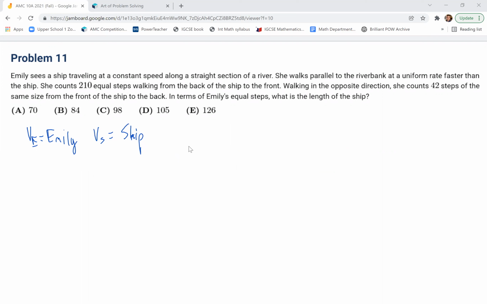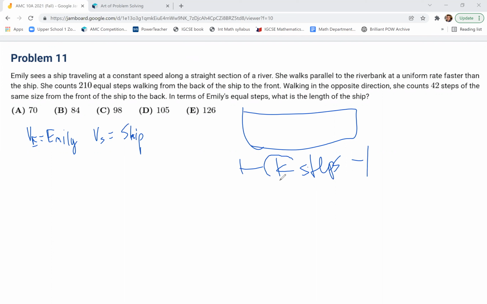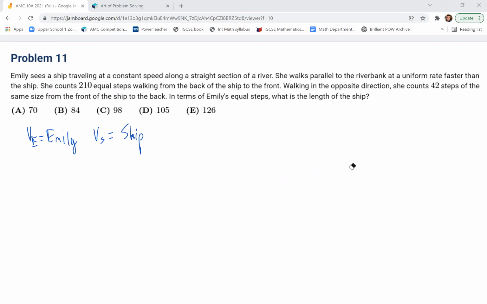And then what I did was I assumed the length of the ship, so if I draw the ship and say, how long is it? It's K steps total in length, right? So K represents the length of the ship in the unit of Emily's steps, right? So how many of Emily's steps it takes to get from the back of the ship to the front of the ship.